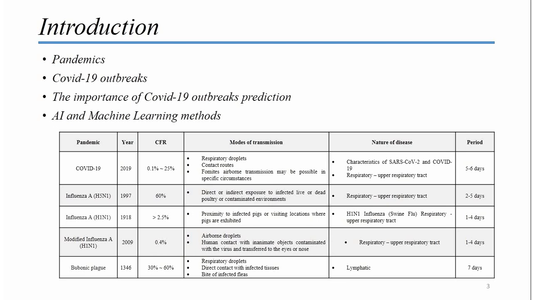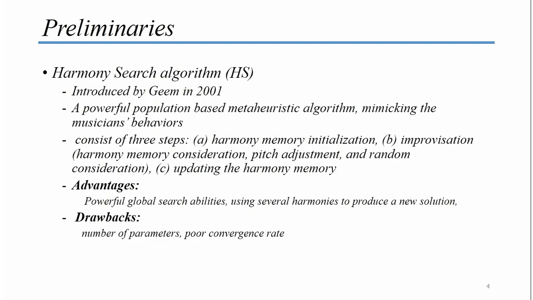neural networks. In this paper, a novel hybrid method called DMHS-GMDH is presented to predict the time series of COVID-19 outbreaks. In this way, a new version of harmony search algorithm named double memory harmony search, DMHS in short, is designed to optimize the structure of GMDH type neural network. In following, the preliminaries of our proposed method will be explained.